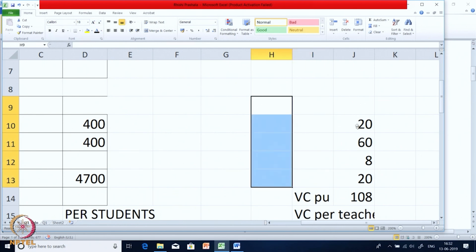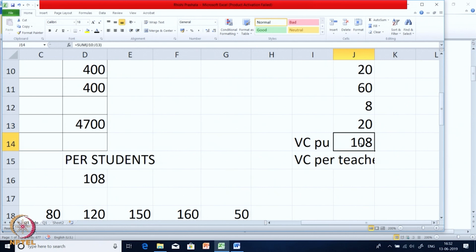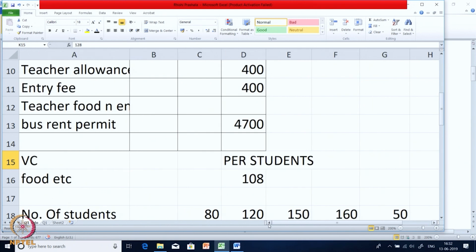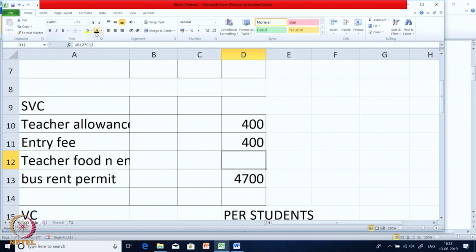So we have made a list of costs on food etc., which is 20, 60, 8 and 20, making variable cost per unit 108. And variable cost per teacher is 128, right. Now this 128, though variable per teacher, for us the cost unit is the student. So for every student the variable cost is 108, for a teacher it is 128, but the variable cost of the teacher will need to be considered as a semi variable cost, right, and there are 2 teachers in one bus.